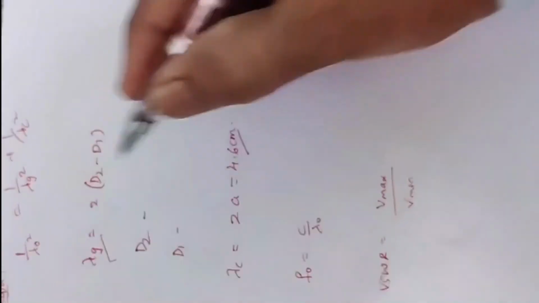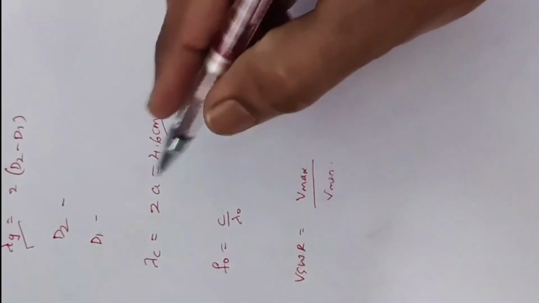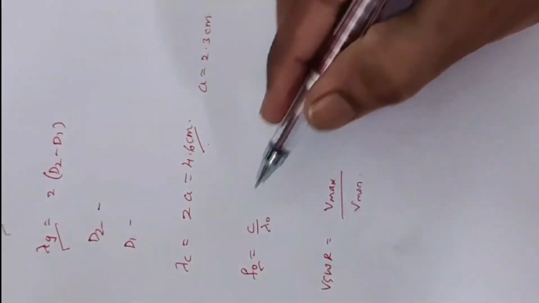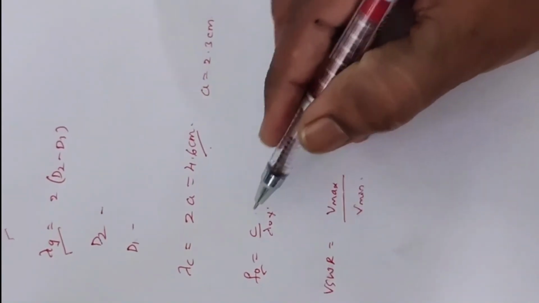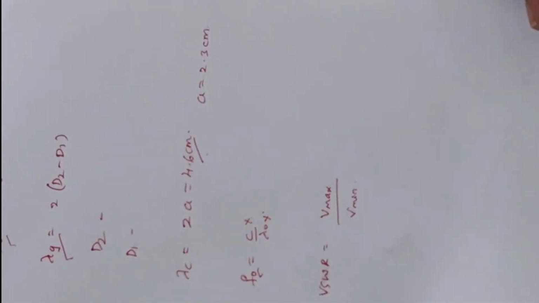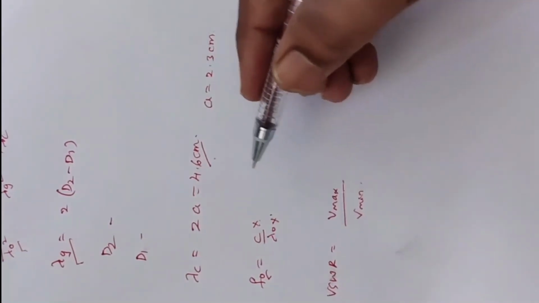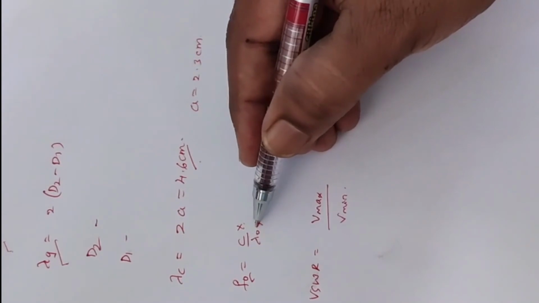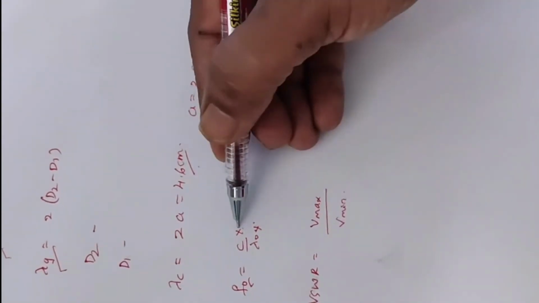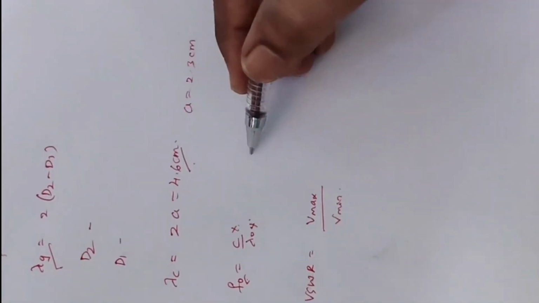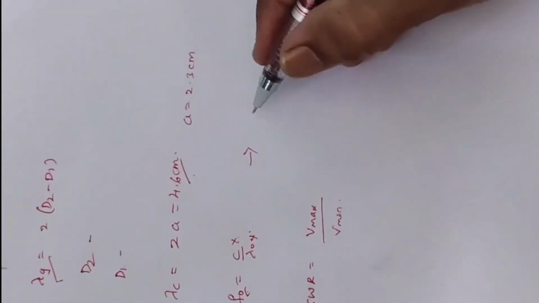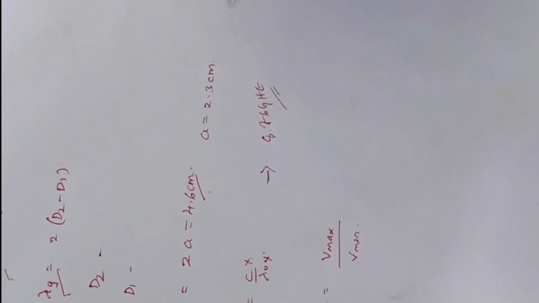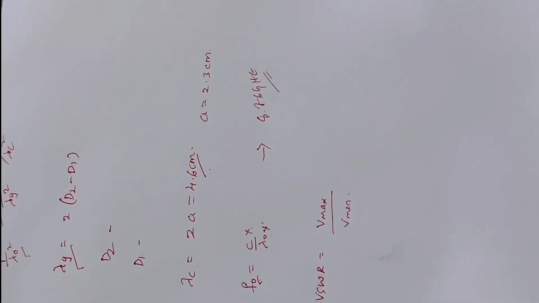Using lambda g and lambda c, we can calculate lambda naught with this equation, and then f naught. This is in centimeters, so the speed of light, 3 into 10 to the power 8 meters per second, also has to be converted to centimeters, or you convert this one to meters, and then use it to get f naught. It should be observed that this f naught is near to 8.76 gigahertz, which was already measured using the frequency meter.